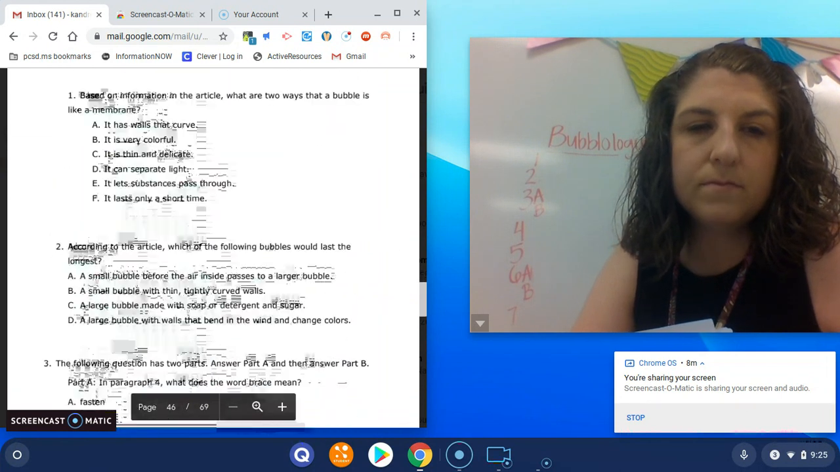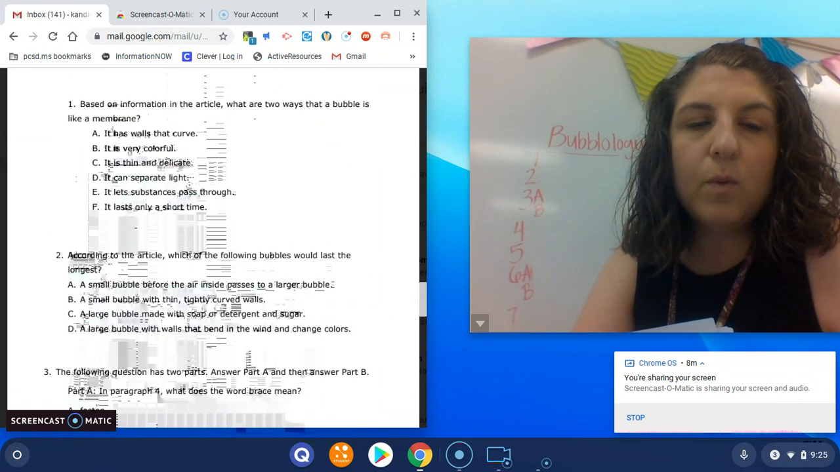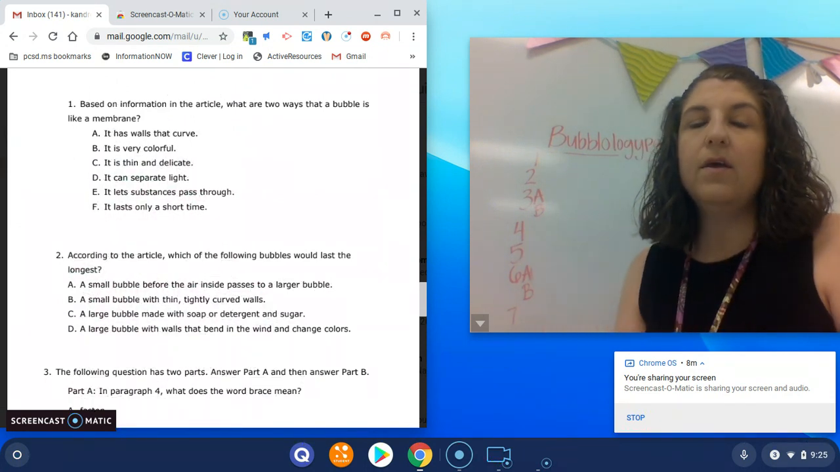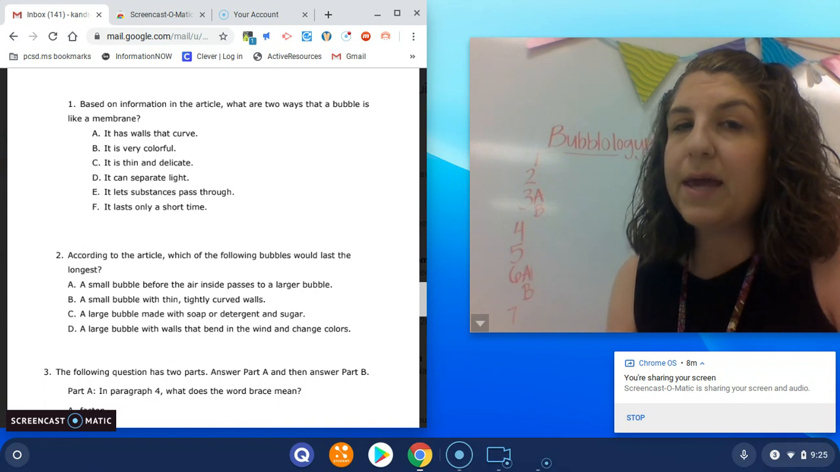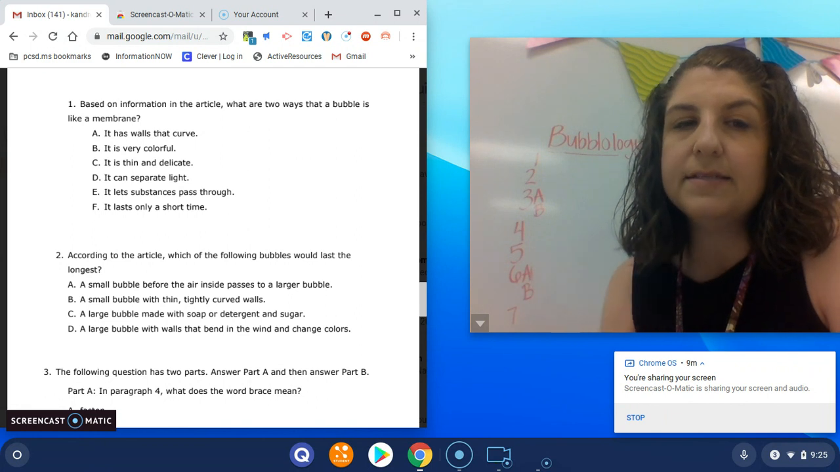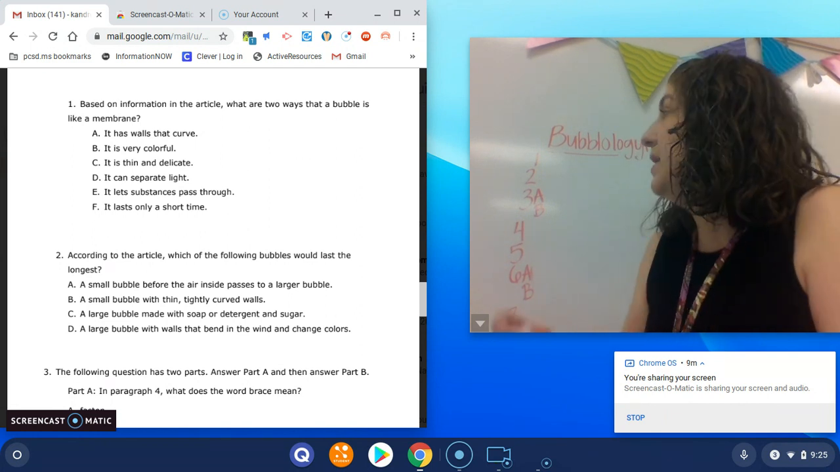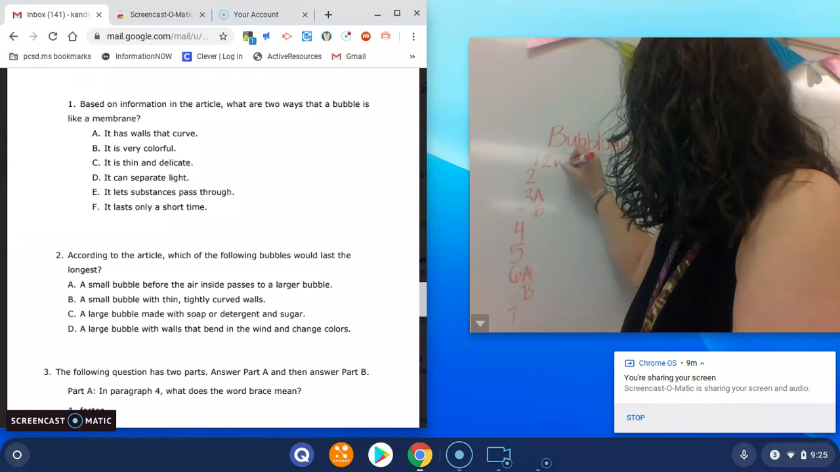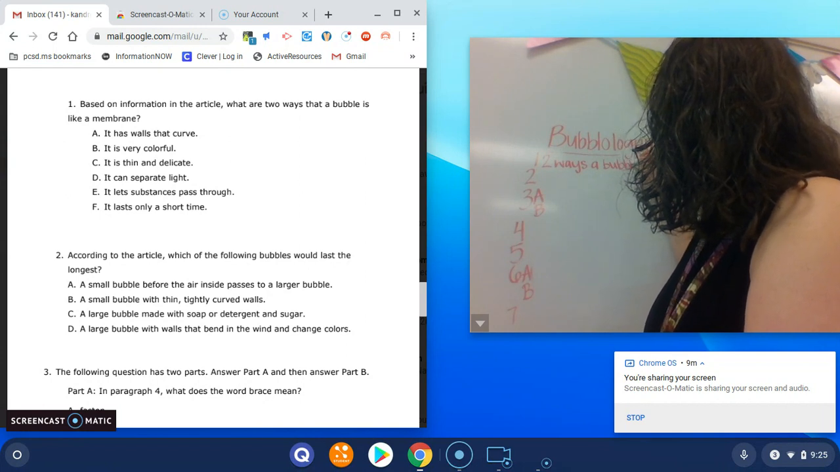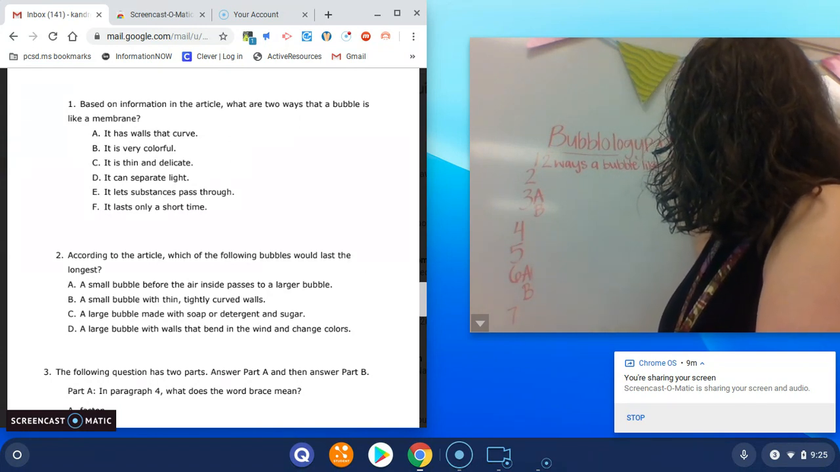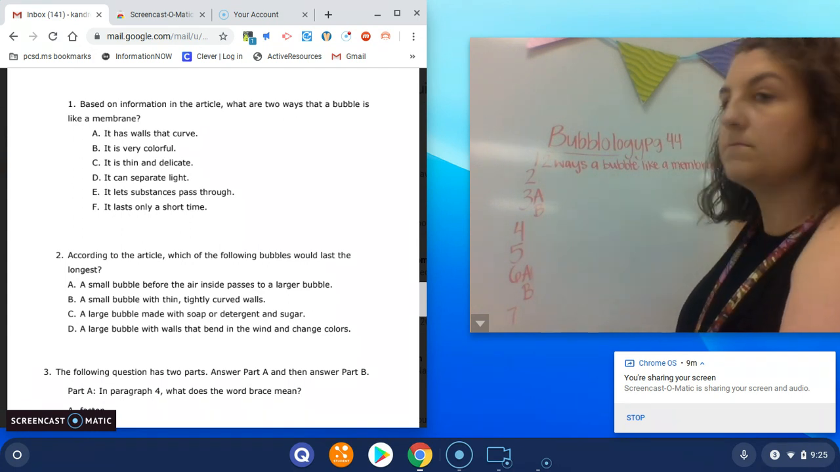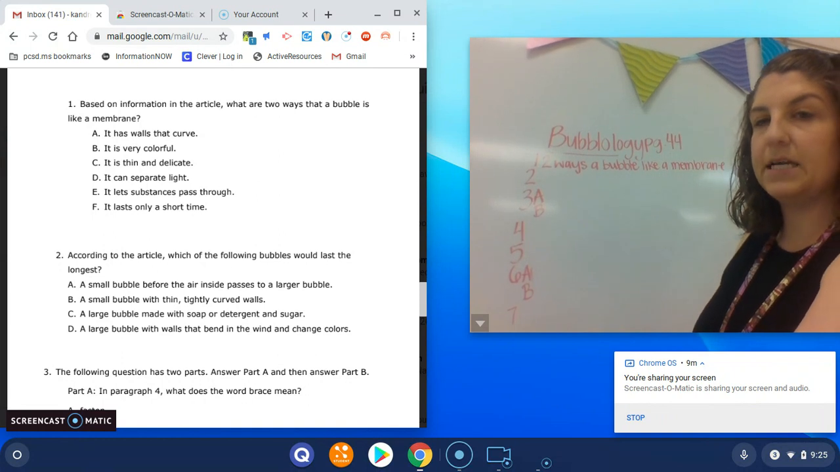Okay, number 1. Based on information in the article, what are 2 ways that a bubble is like a membrane? Remember that when we decode our questions, we want to make it as short and simple as possible, pull out the skill, and figure out what the question is asking us. So, 2 ways a bubble is like a membrane. Okay, and I'll give you all a second to catch up.